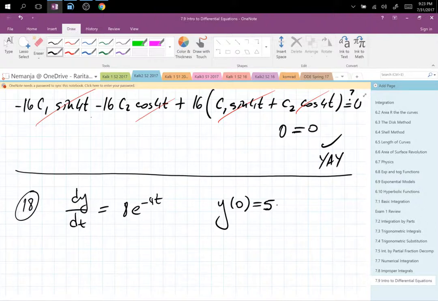Equals negative 2. Yes, with the x value. We get negative 2. Yes. Differential equation 3a.